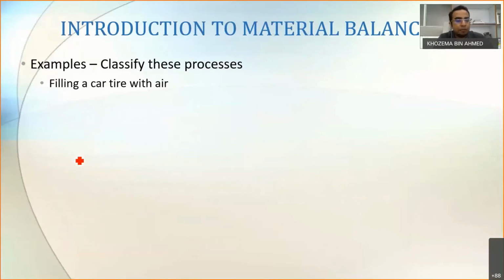Example number one: I have a car tire and I'm filling it with air. First of all, we define our system. My system is the tire. This is the system that I want to analyze. The tire is being filled with air, so I know there is an input. If there is input, definitely it's an open system, because something is going into the system or passing the boundary of the system. So I know this is an open system.